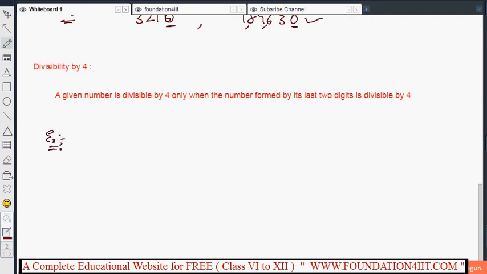Okay, last two digits from the right side. So 1072. Here the last two digits are 72, which is divisible by 4, because 72 is divisible by 4. 4 eights are 32, so 72 is 4 times 18. The remainder is 0. So it's divisible by 4. That means this 1072 also is divisible by 4.